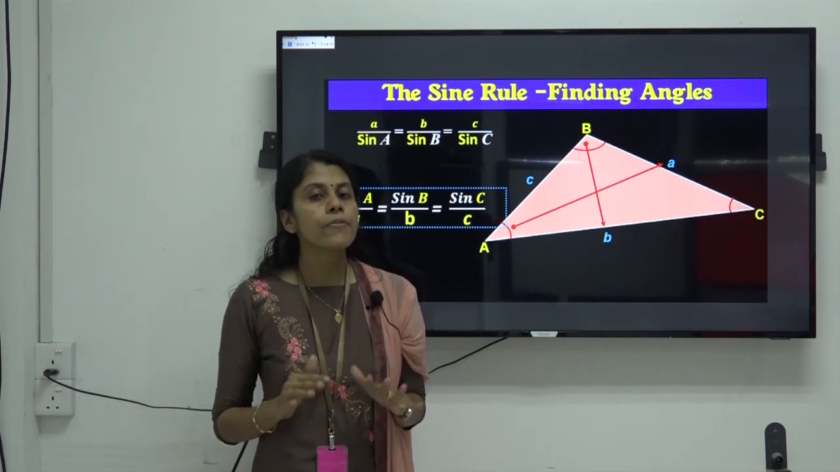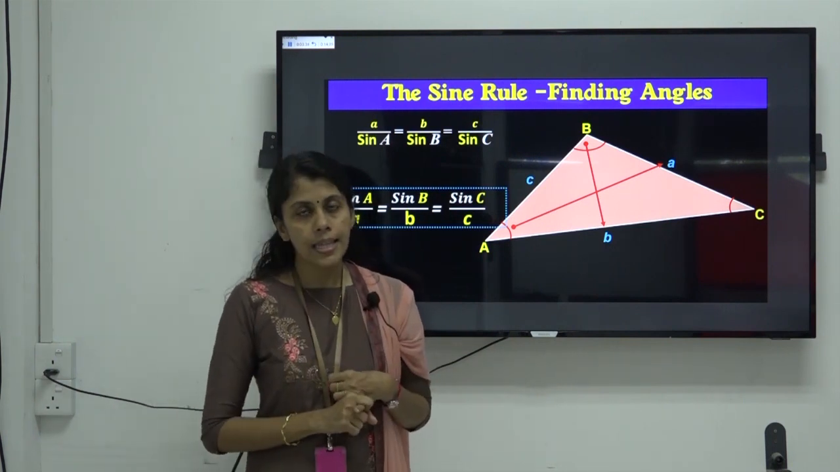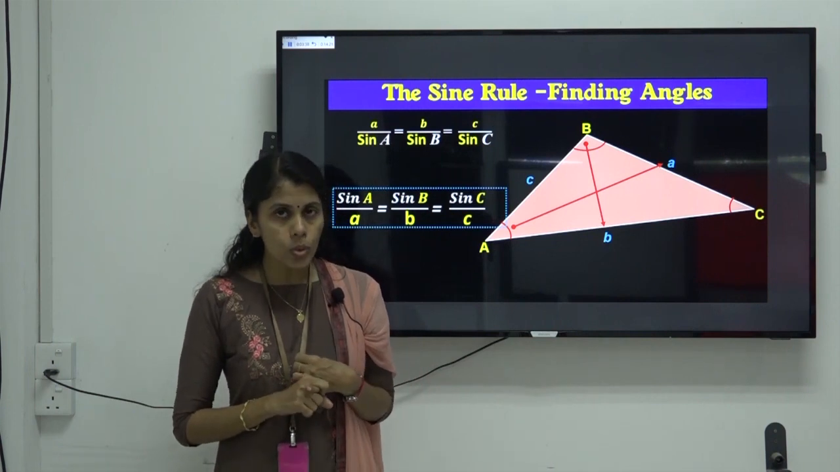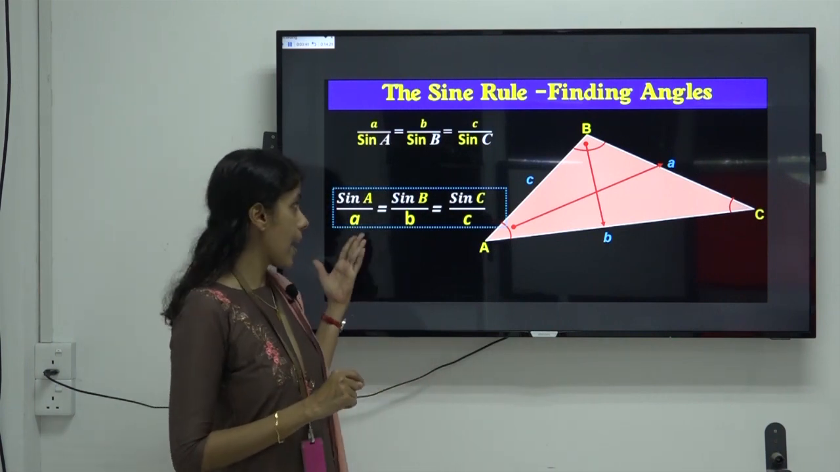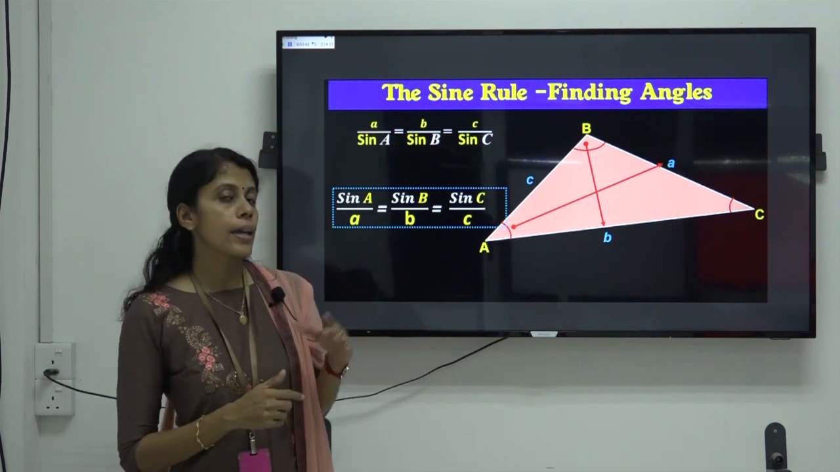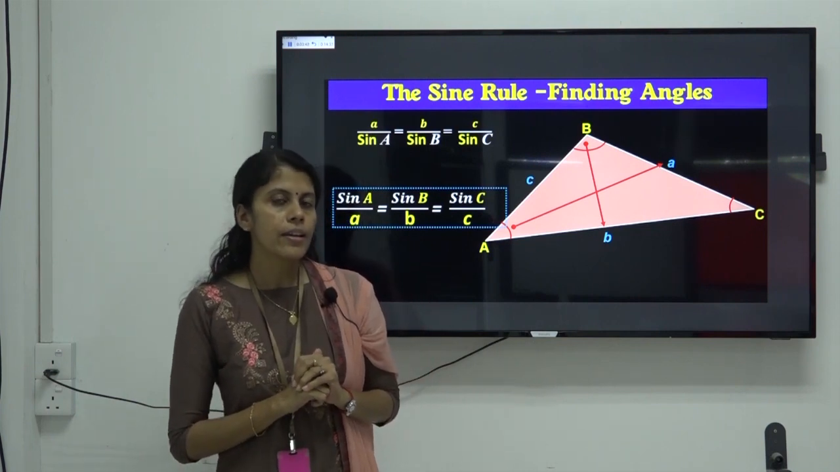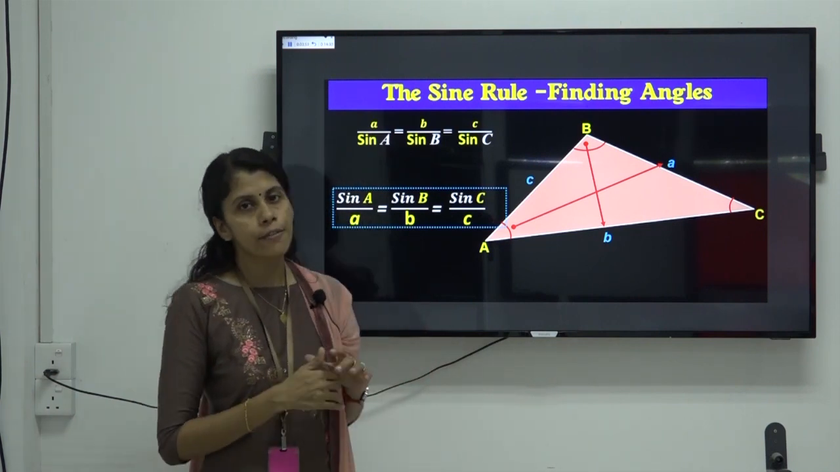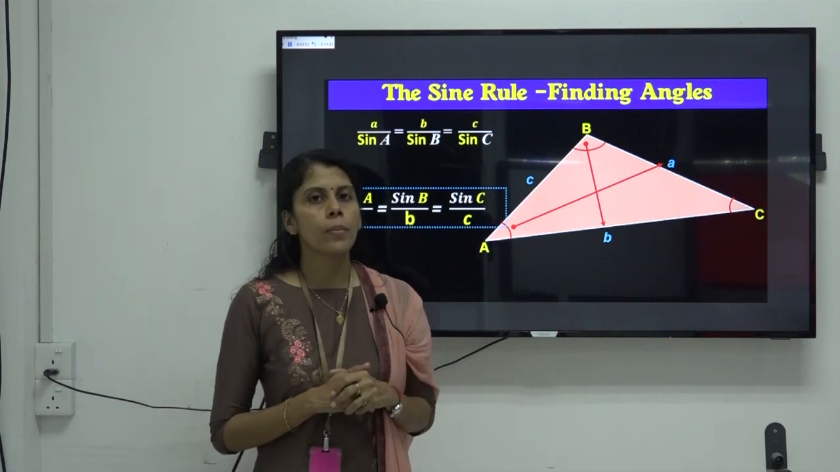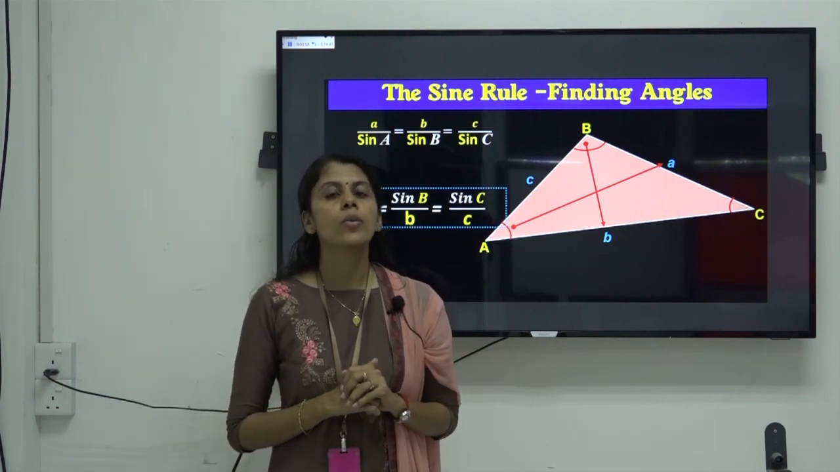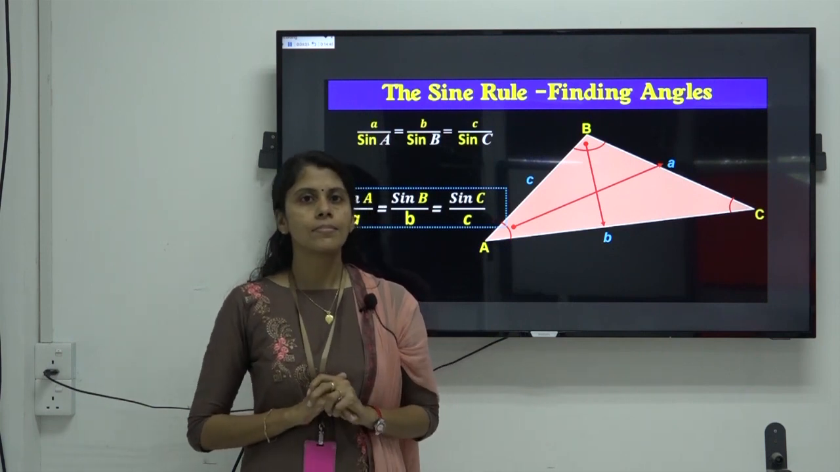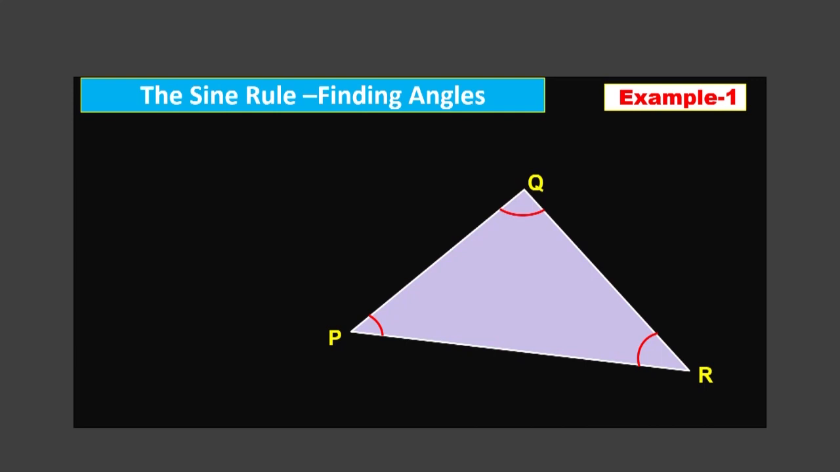Now, in brief, to find the missing angles using a sine rule, you may use the formula sine A by a equals sine B by b equals sine C by c. However, it is not compulsory for you to stick to the flipped formula. You may use one of the 2 formulas. Either way, your answer would remain the same. Let's just focus now on 3 examples where we use sine rule to find the missing angles of any triangle.